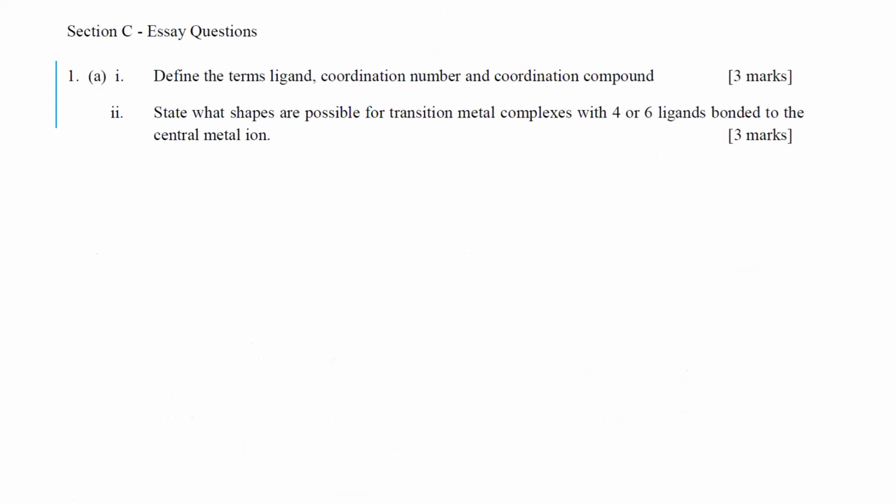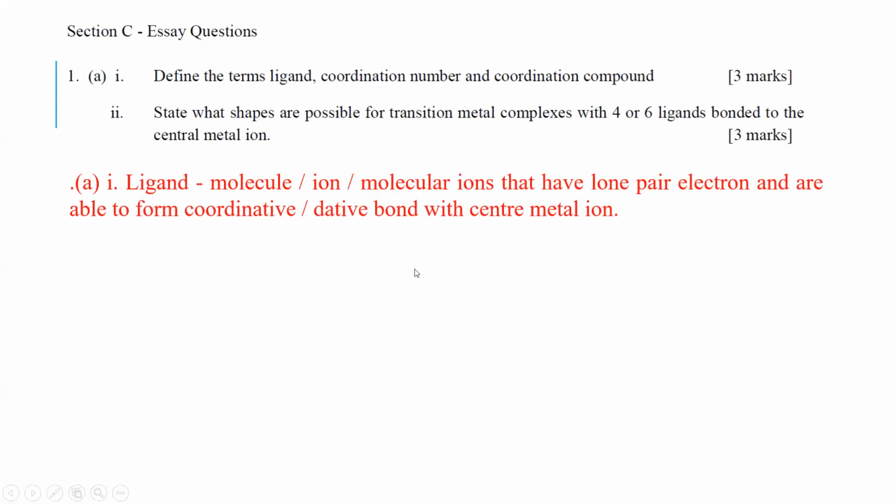Define the terms ligand, coordination number, and coordination compound, 3 marks, and state what shapes are possible for transition metal complexes with 4 or 6 ligands bonded to the central metal ion. Okay, so a ligand is a molecule or ion that has a lone pair of electrons and is able to form dative bonds to the central metal ion. This definition, you have no choice but to memorize.